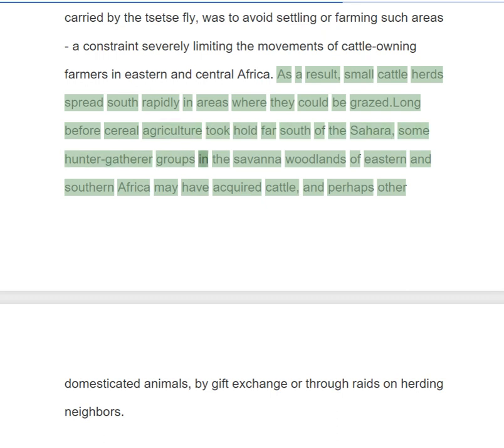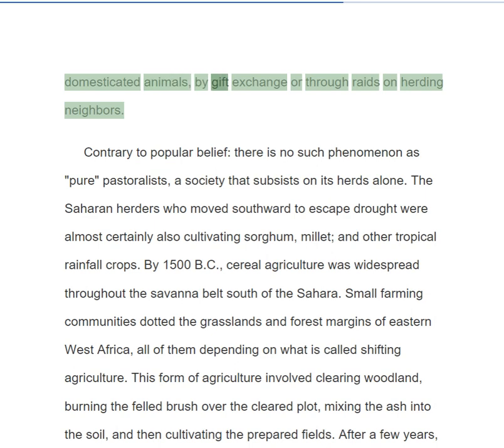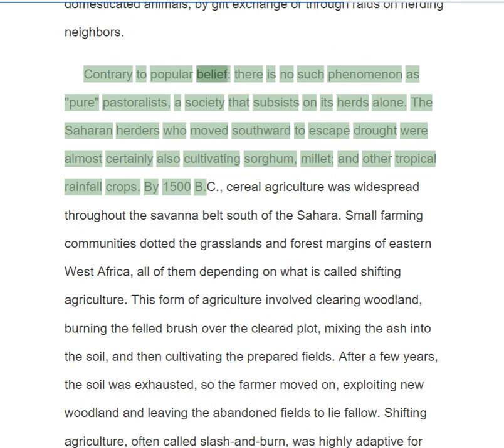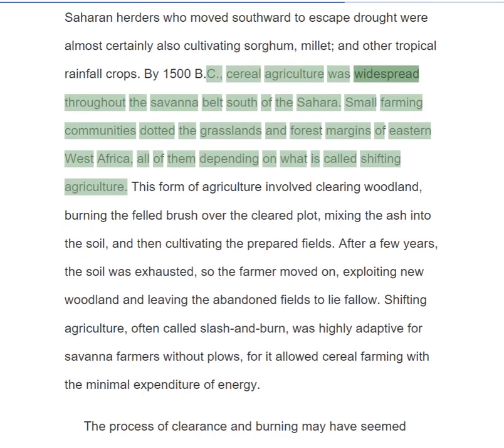Some hunter-gatherer groups in the savanna woodlands of eastern and southern Africa may have acquired cattle, and perhaps other domesticated animals, by gift exchange or through raids on herding neighbors. Contrary to popular belief, there is no such phenomenon as pure pastoralists, a society that subsists on its herds alone. The Saharan herders who moved southward to escape drought were almost certainly also cultivating sorghum, millet, and other tropical rainfall crops. By 1500 BC, cereal agriculture was widespread throughout the savanna belt south of the Sahara.